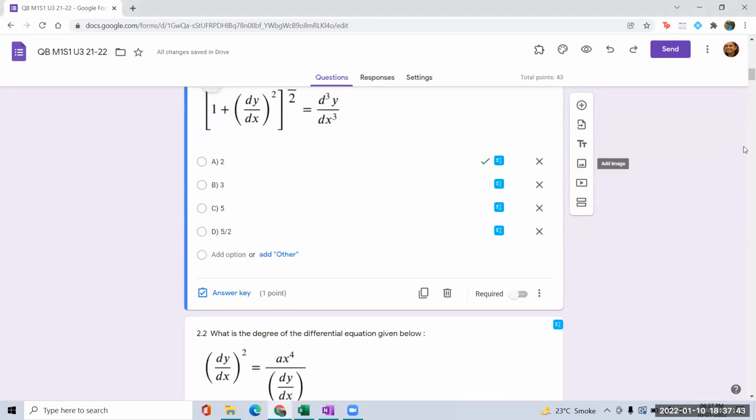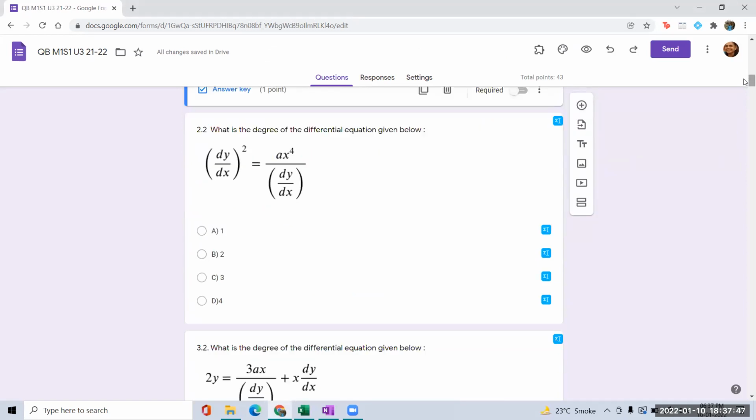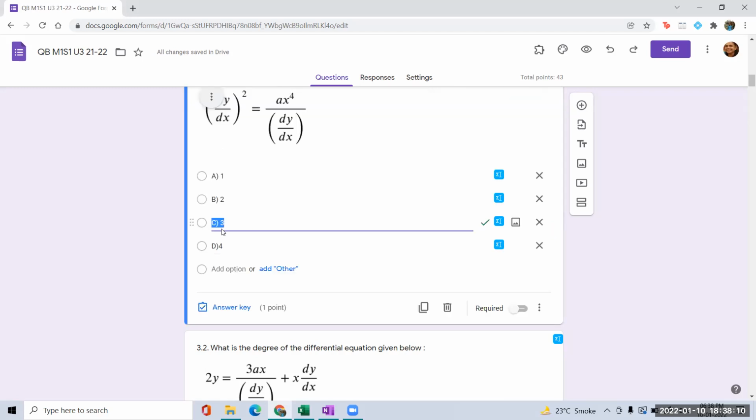So for finding the degree, you need to simplify the given differential equation. Now the next question also is of the similar type. Again, this dy dx on the right hand side is appearing in the denominator. So you will have to multiply both the sides by dy dx, and that will make the dy dx raised to 3. What is the correct answer for the degree of this differential equation? It is 3. Okay, this is clear.